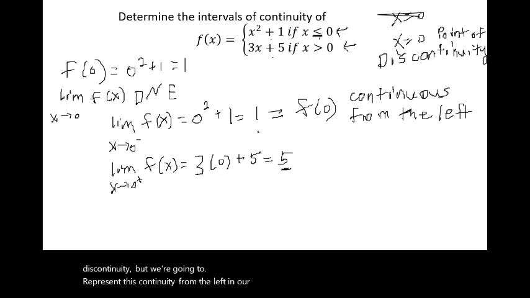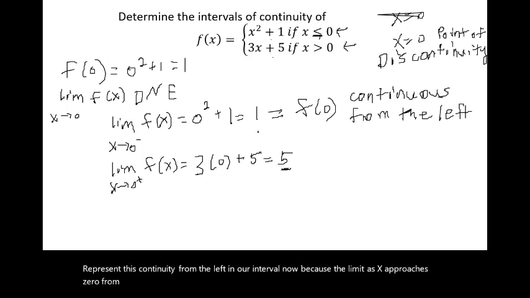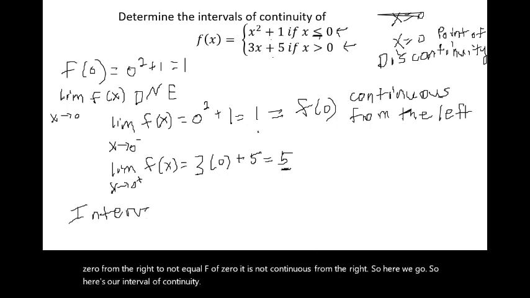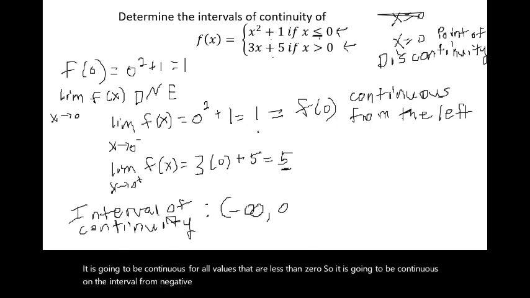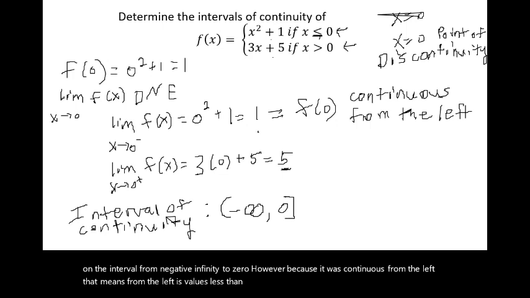Now, because the limit as x approaches 0 from the right did not equal f of 0, it is not continuous from the right. So here we go. So here's our interval of continuity. It is going to be continuous for all values that are less than 0. So it is going to be continuous on the interval from negative infinity to 0. However, because it was continuous from the left, that means from the left is values less than 0. I'm going to give this interval a bracket because it was continuous from the left.